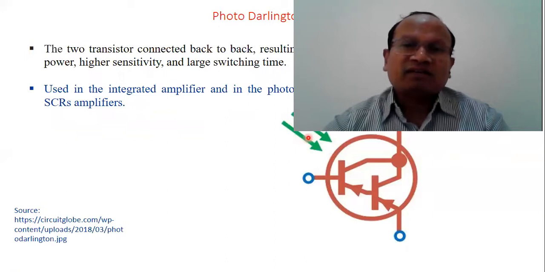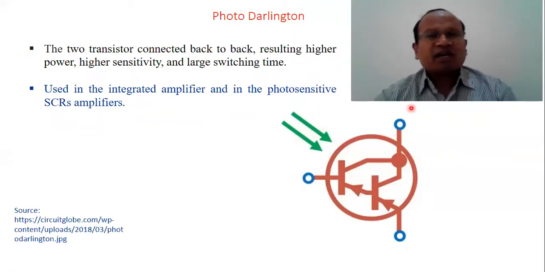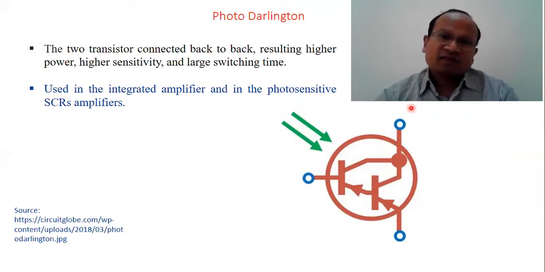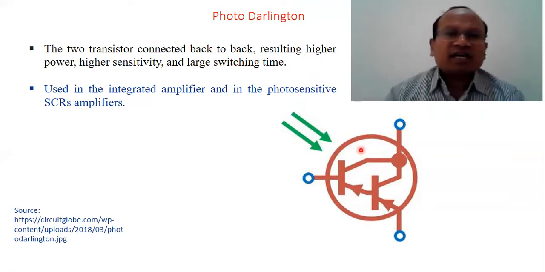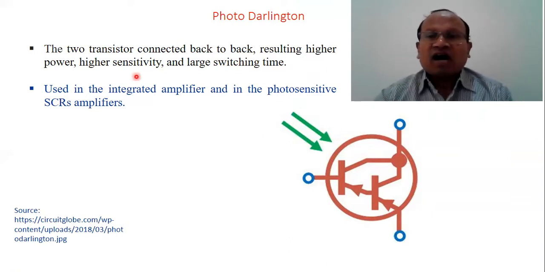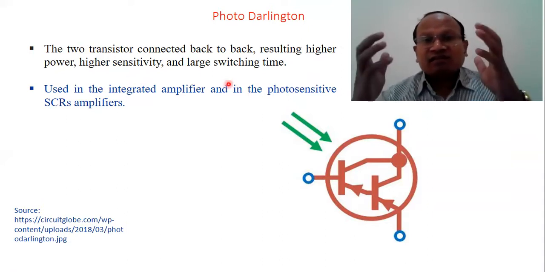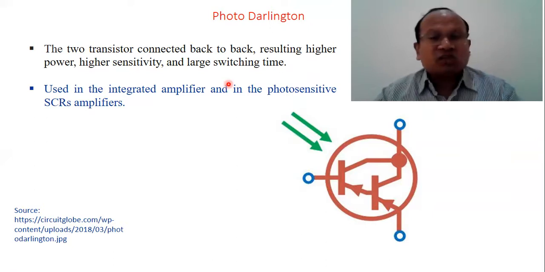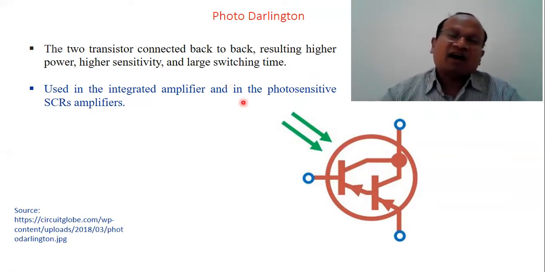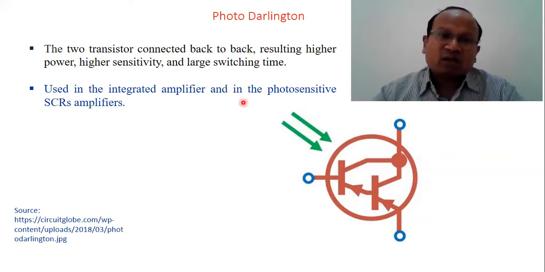There is one important device related to the phototransistor called the photo-Darlington, where two phototransistors are connected back to back. What is the benefit of the photo-Darlington? We get higher power, higher sensitivity, and a large switching time. It is used in integrated amplifiers, in all photosensitive SCRs, silicon controlled rectifier based amplifiers.